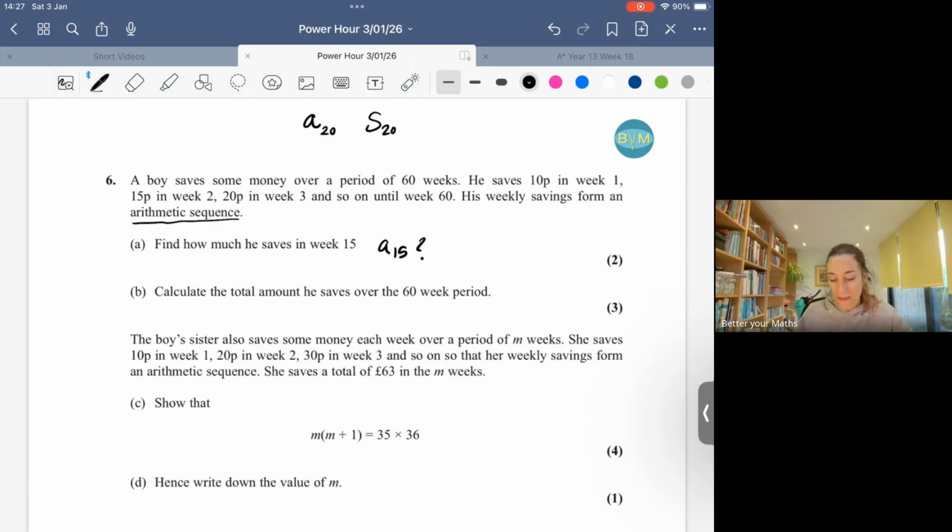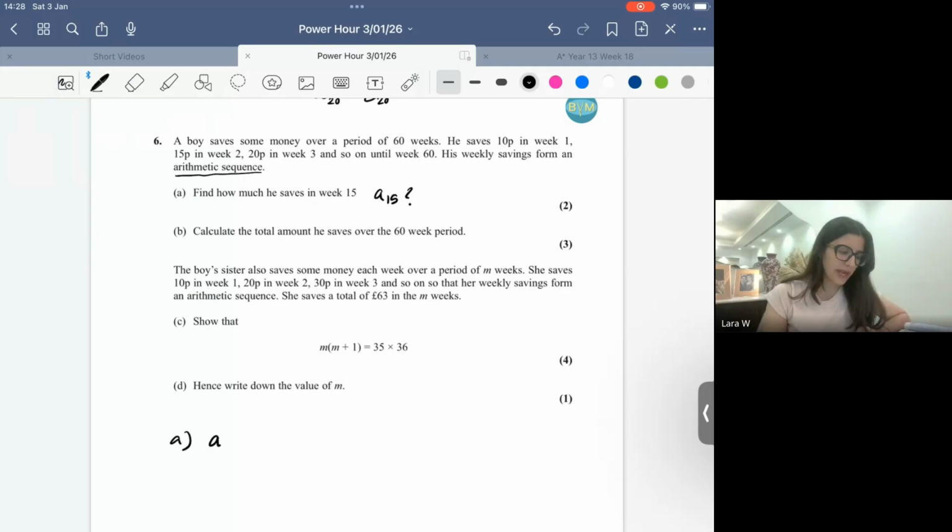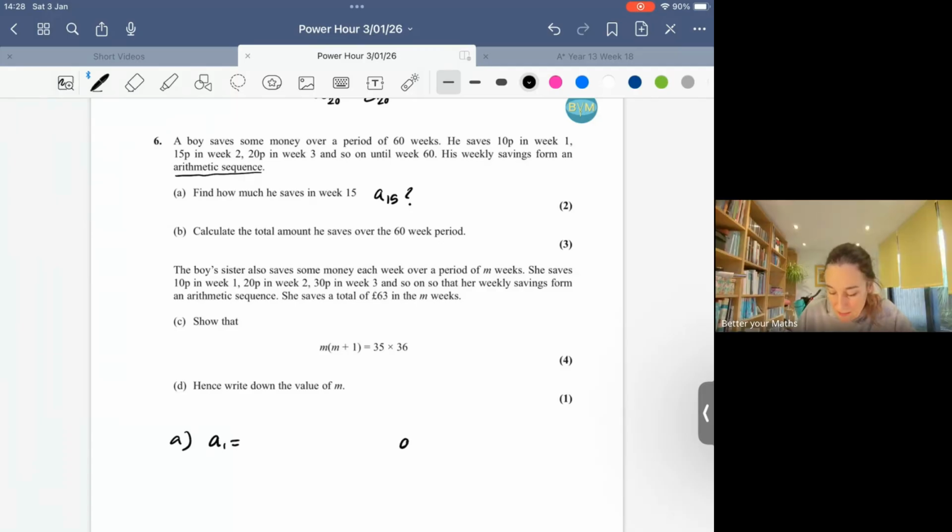How am I going to do that? Think about the general term, or the nth term, of an arithmetic sequence. Lara, tell me. Do you plug it into A plus brackets n minus 1 multiplied by D? Exactly. So the general term of an arithmetic sequence is the first term, that usually we call just A, but we could call it A1, plus n minus 1 multiplied by the common difference. This formula is not in the formula booklet, but it's super easy to deduce.